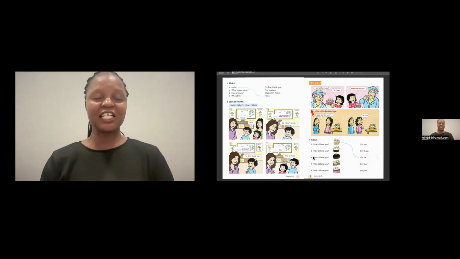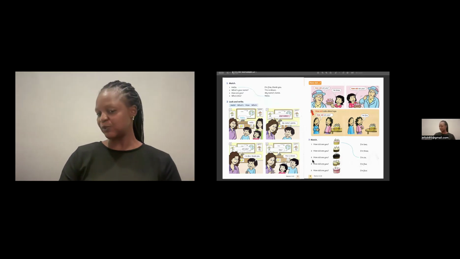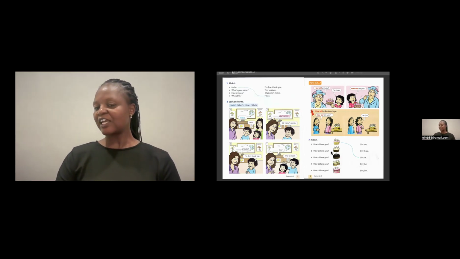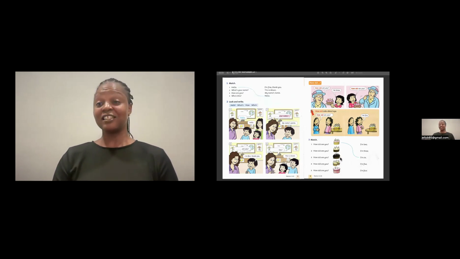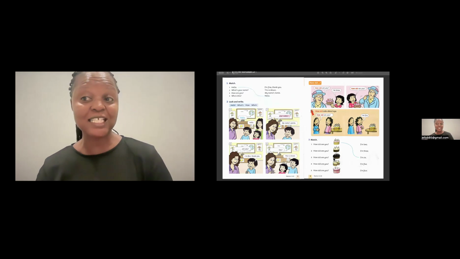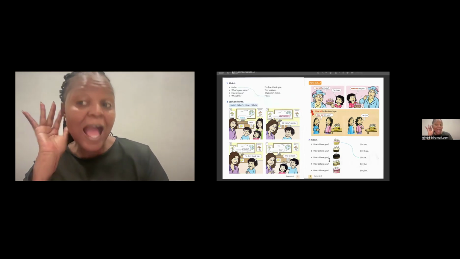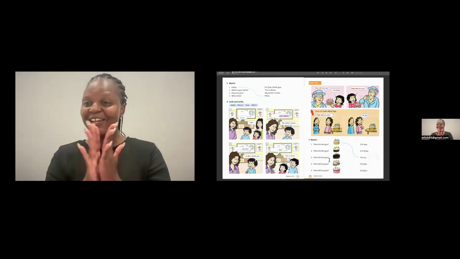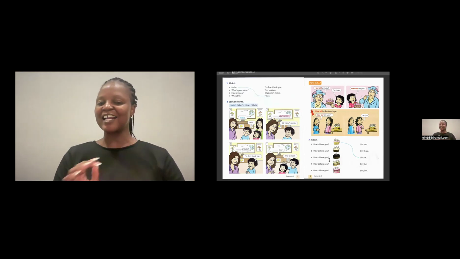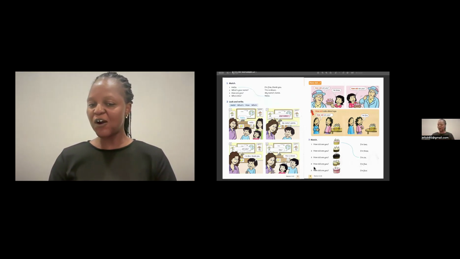Beautiful. Okay, now let's look at question number 3. It says, how old are you? Can you count the candles in the third cake? It's 3 candles. So what is your answer? I'm 3. Well done.